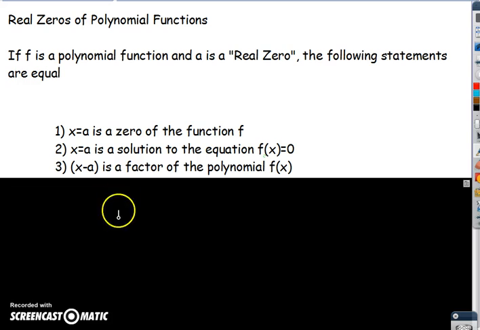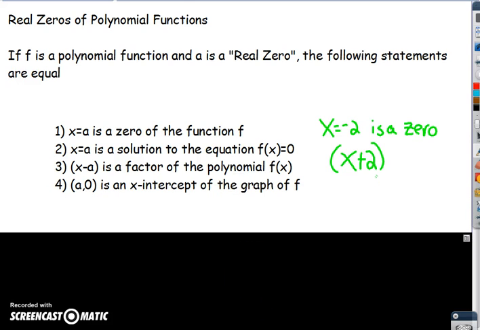Now here's a different one. x minus a is a factor of the polynomial f of x. That means if I'm telling you x equals negative 2 is a 0, that means x plus 2, or the opposite of that 2, is a factor. That's going to be a really important one for us.